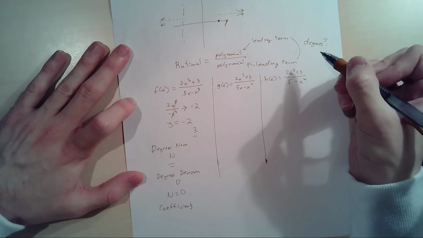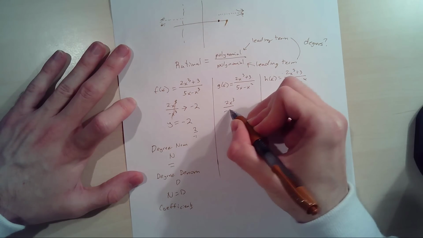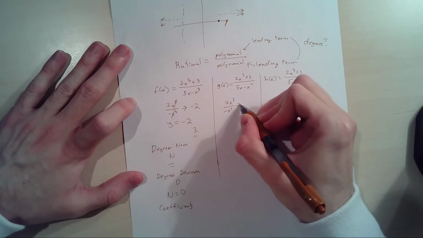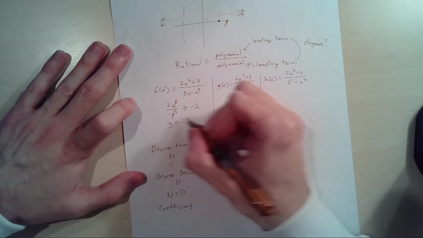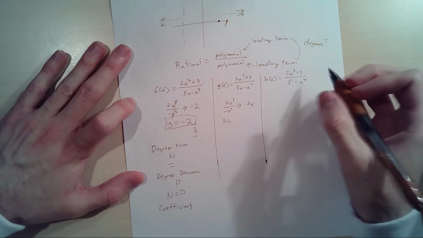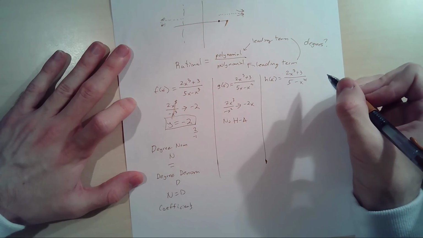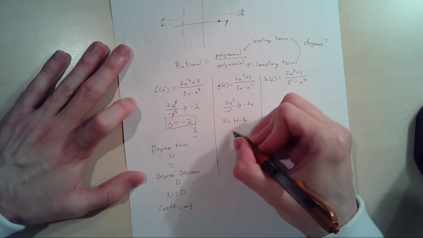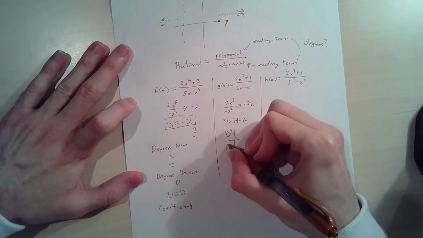In this problem, it's a little bit different. If we were to do this instead, we're going to have 2x cubed over -x squared, and we try to cancel everything out. That's going to give us -2x. This is no horizontal asymptote, compared to this y equals -2 horizontal asymptote. And when there is no horizontal asymptote, you're going to revert back to this little chart that we did last chapter.